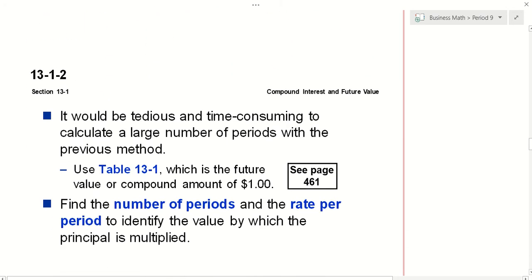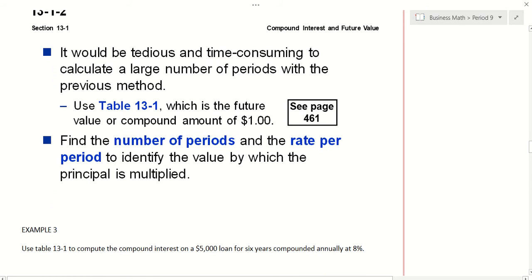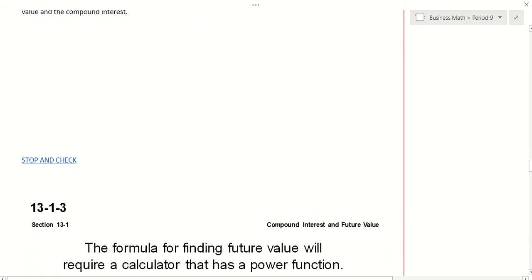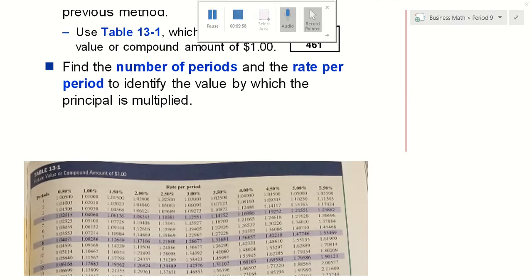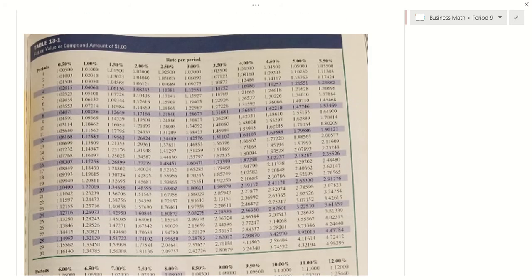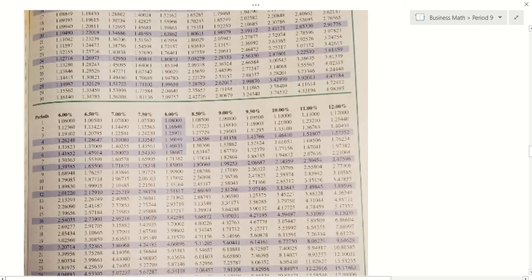So it would be tedious and time consuming to calculate a large number of periods with the previous method. So table 13.1, which is the future value or compound amount of 1, find the number of periods and the rate per period to identify the value by which the principal is multiplied. So 13.1 is right here, the table for your values. You see the rates go across the top and your periods go down the side, and you just find which value it is. So if we take a look at the first question that deals with this, it is example 3.